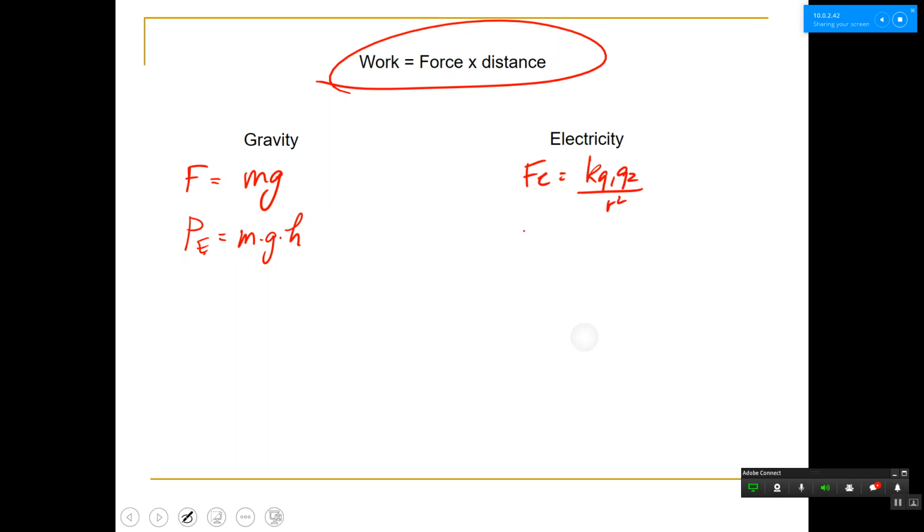So similarly here, electrical potential energy, I'm also going to call it PE because it's just potential energy anyway. It's going to be kq1q2 over r squared times some distance x.